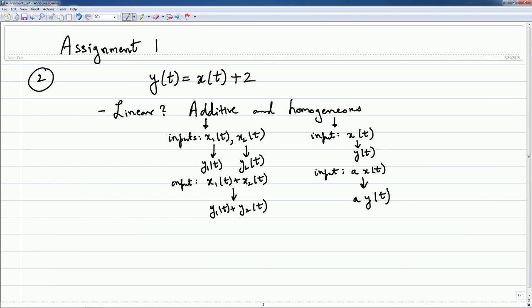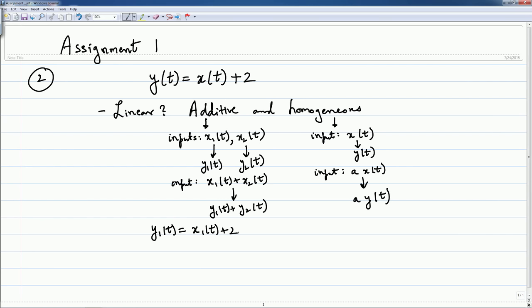So, let us look at that. Let us look at additivity. If x1 of t is the input, the output I have represented as y1 of t. From the input output relationship, I know that y1 of t equals x1 of t plus 2.